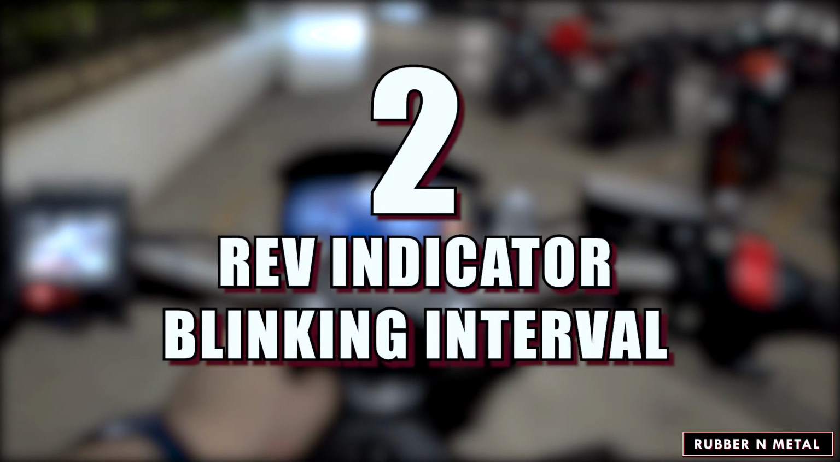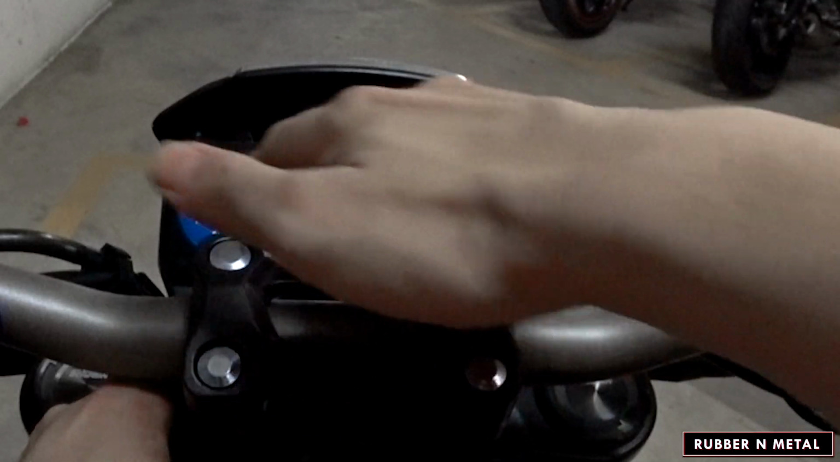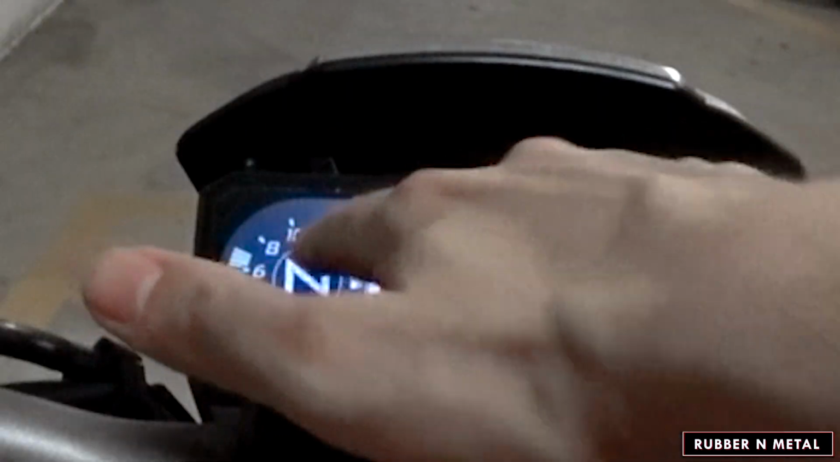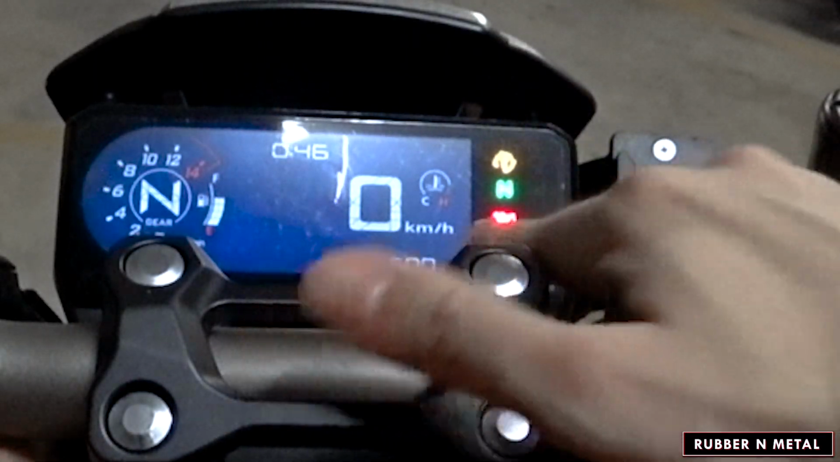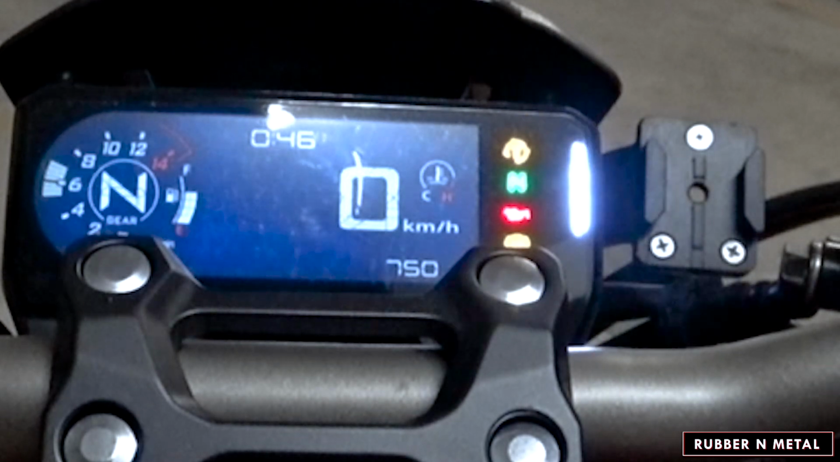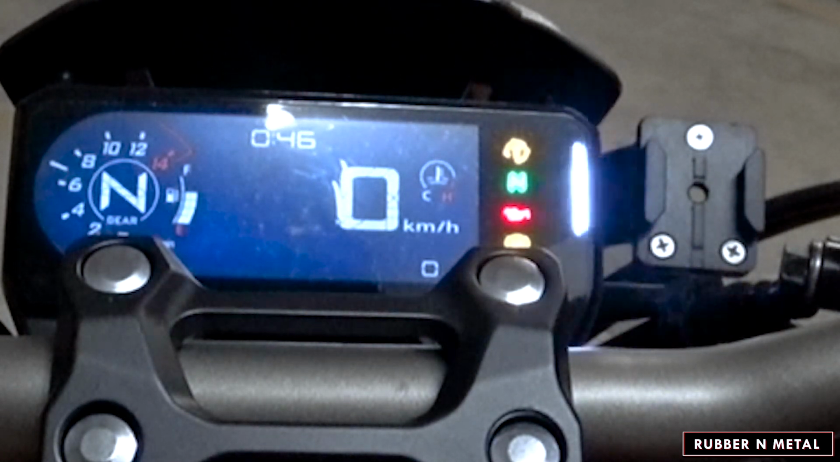Okay, so the next part, you're still in the settings mode, but now you move on to the next segment. As you can see here, there's a different point of blinking here. It's a much smaller point, and as you can see, the number here changes to 500, and if you press, it becomes 750, 1000, and back to 0.